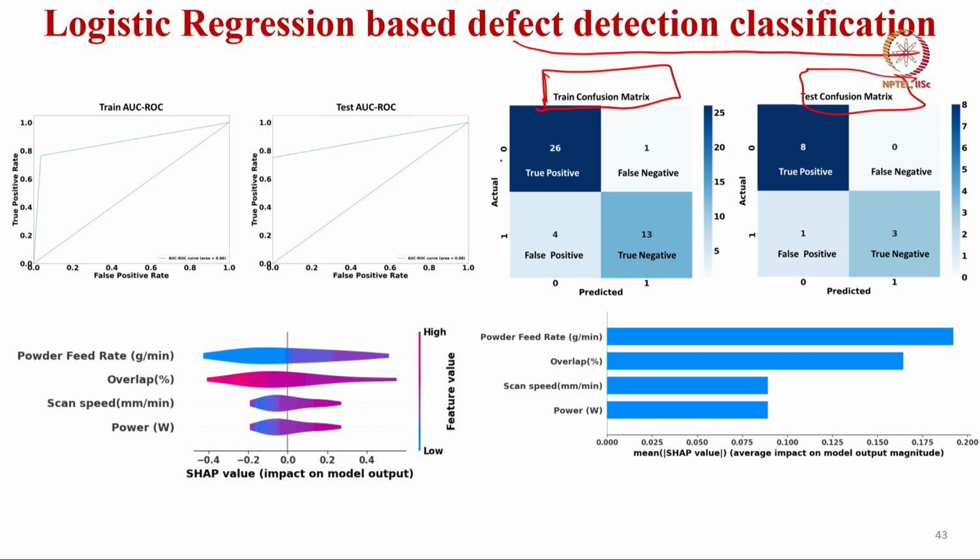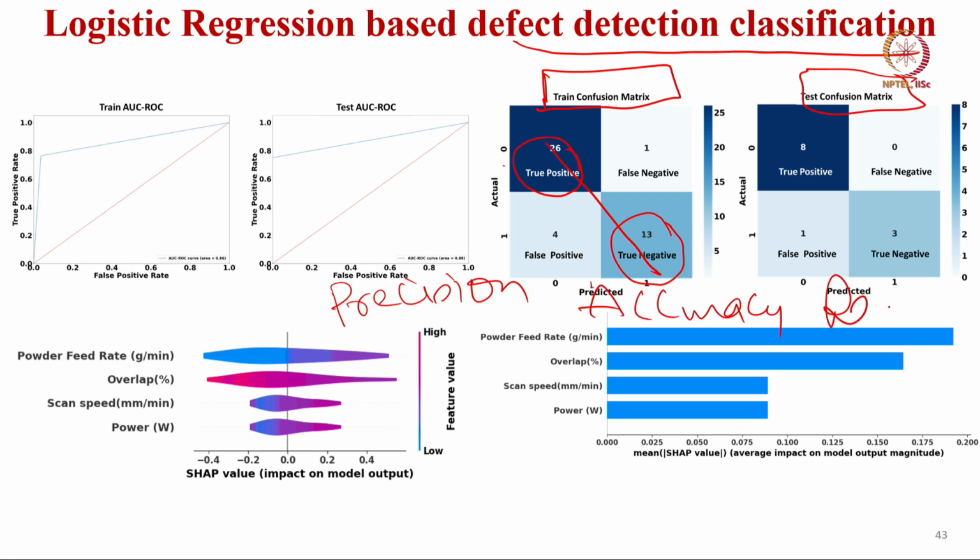So, you have that actual and predicted. You have a true positive of 26, true negative of 13. And from this true positive and true negative, what are the things you learnt earlier? You can essentially calculate, this is your confusion matrix. You can calculate the precision, the accuracy, the recall, and the F1 value, right.